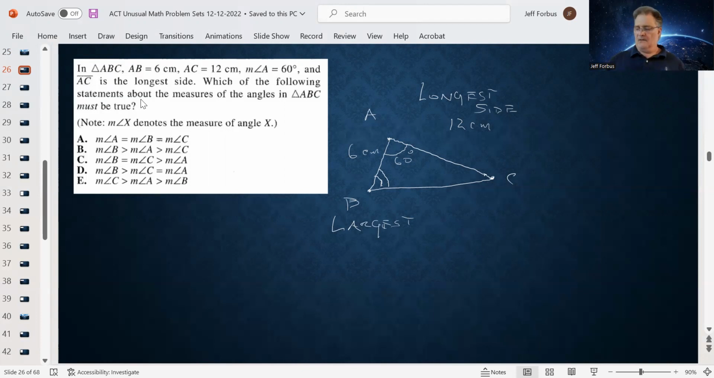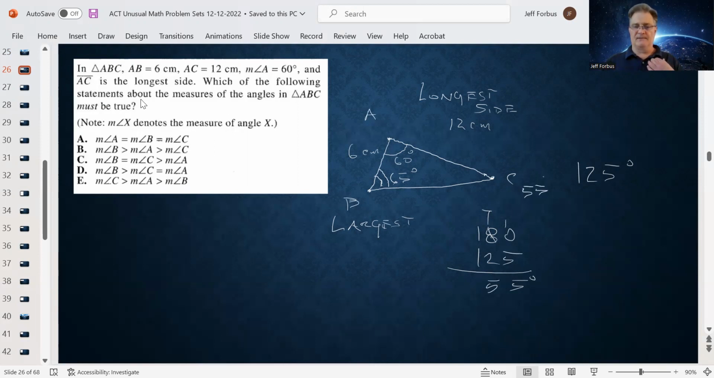Now, mathematically, let's see if we can fish out relationships here. If angle A is 60, let's make angle B 65. Let's just say it's 65. So 60 and 65 gives us 125, right? In a triangle, you have 180 degrees. So if we subtract the 125, we're going to get 55 degrees left over. Well, that would make C 55 degrees.